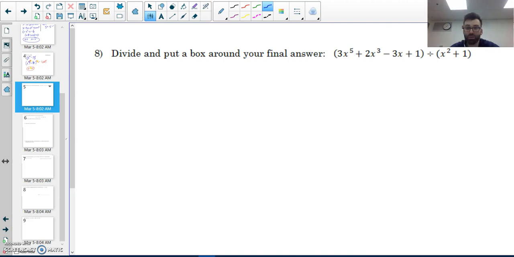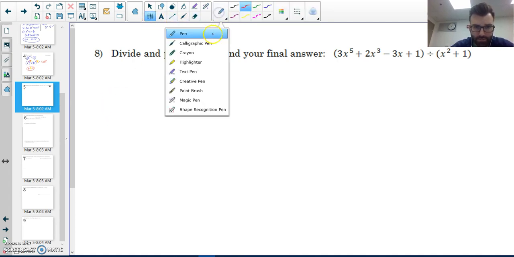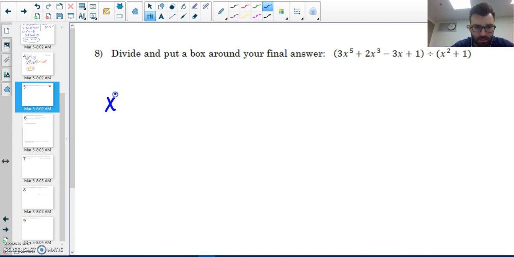All right, we are back with number 8. Here we go. So we want to divide this by x squared plus 1. Okay, so I got x squared. Oh boy. Let's try that again. Here we go. X squared plus 1.